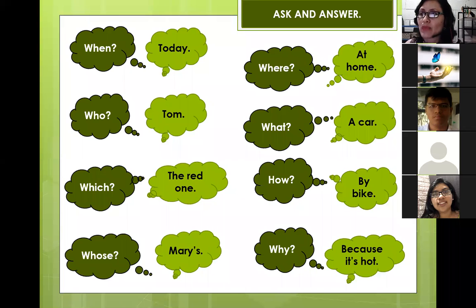Dice, whose is a possessive pronoun. Use it when you're asking or telling to whom something belongs, ¿ok? Dice que hay que utilizarlo cuando estamos preguntando o diciendo a quién le pertenece algo. For example, whose sandwich is this? Fue el ejemplo que yo les di cuando estaba hablando. Whose cell phone is this? ¿De quién es este teléfono? ¿Verdad? Or whose bag, ¿verdad? Cartera. Whose bag is this? ¿De quién es esta cartera? Okay. Entonces, those are some examples, right, using whose.